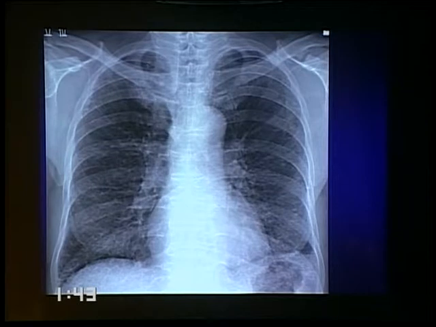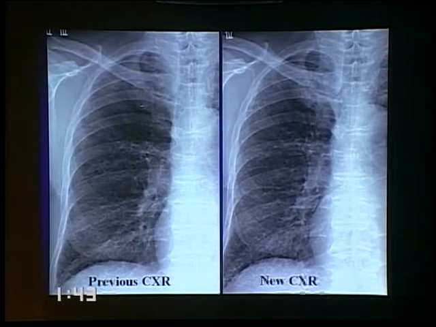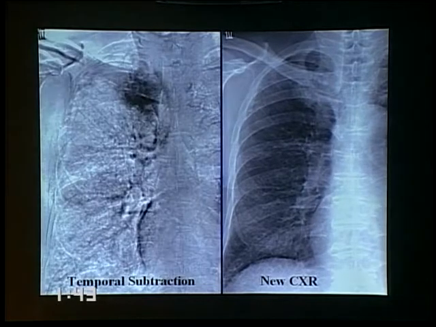Fairly subtle opacity, hiding as lung cancers tend to do behind the head of the right clavicle, could easily be overlooked. Here's the previous. Yes, there's definitely been a change. Once we look at it, of course, everything is obvious in retrospect. If we do a subtraction, it becomes just extremely obvious that there's been a change.